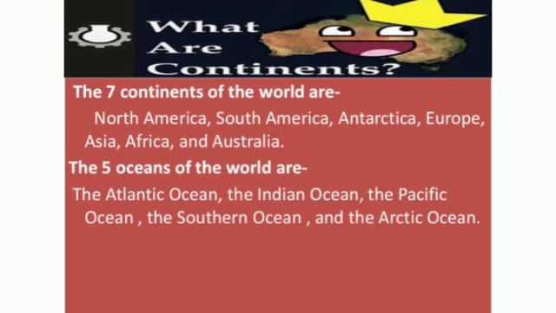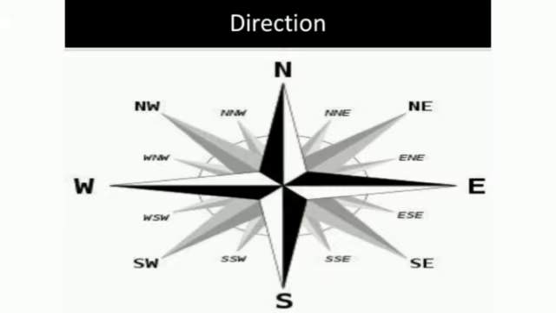Over here 5 oceans are also given, which are the Atlantic Ocean, the Indian Ocean, the Pacific Ocean, the Southern Ocean, and the Arctic Ocean. Fun fact: the Indian Ocean is named after a country, India, and the Arctic Ocean is also known as the frozen ocean because throughout the year it is frozen as it is located near the pole.